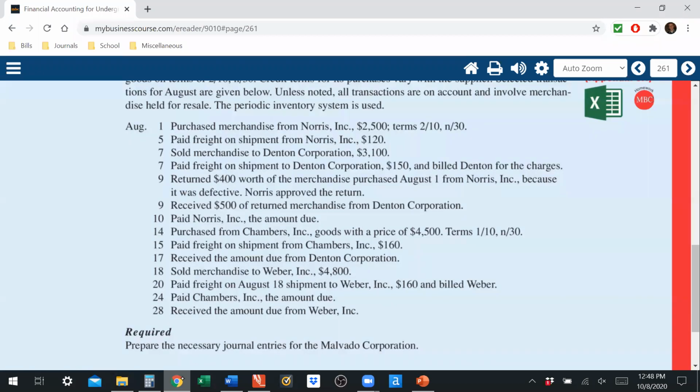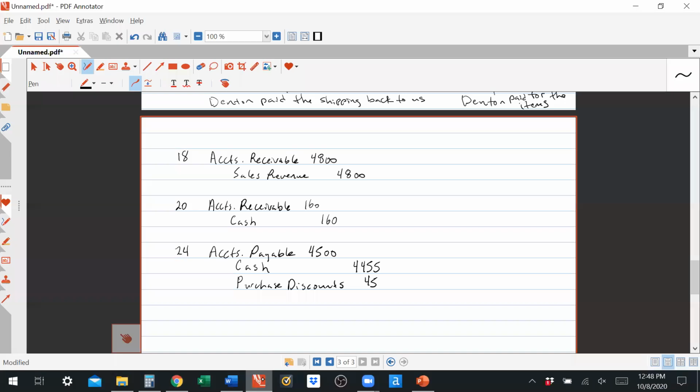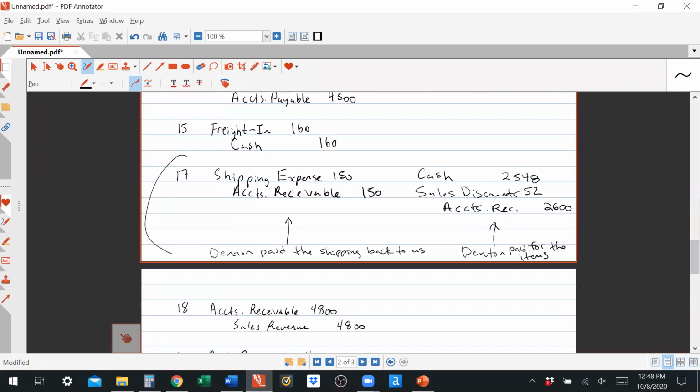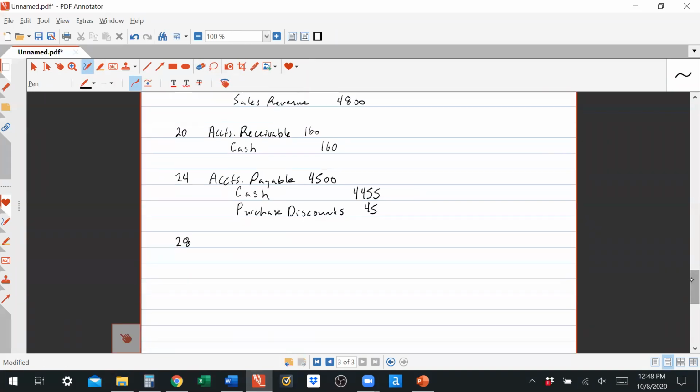And then finally, on August 28th, we received the amount that Weber owes us. And again, this August 28th entry, we're going to put it into two entries. It's very similar to what we did here. Part of what Weber owes us is for the $160 of shipping that we billed them. And part of what Weber owes us is on their account receivable. And so let's do that into two journal entries. So for the shipping part, we'll debit shipping expense.